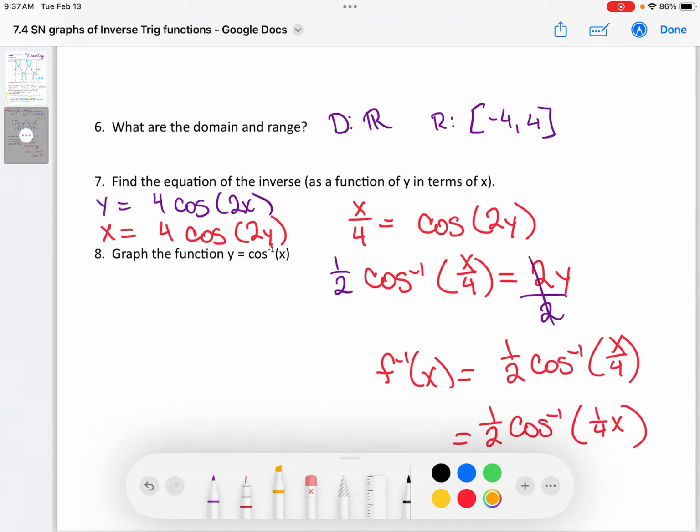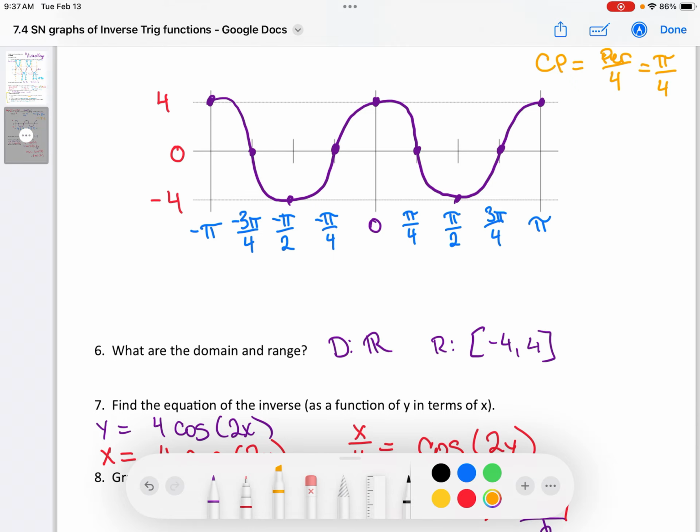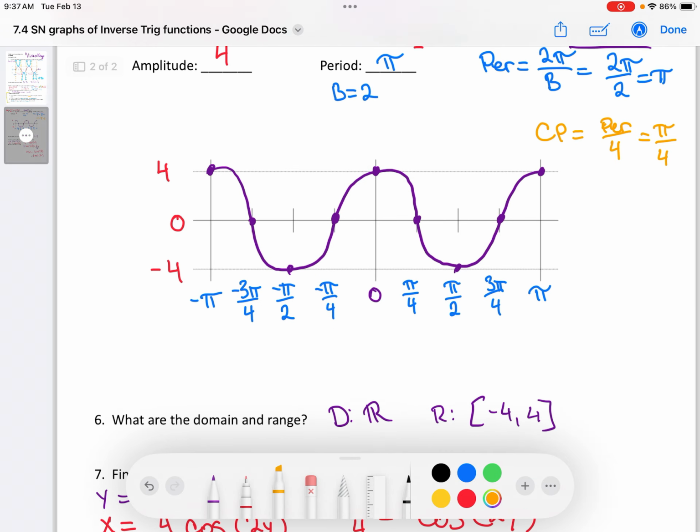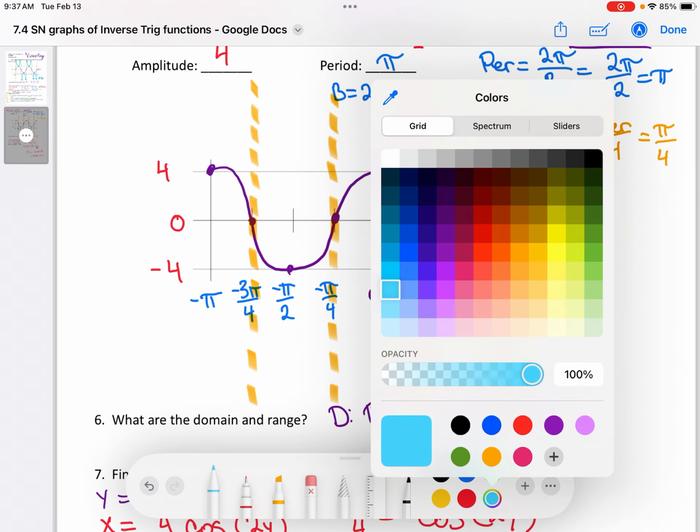Okay. Now, what we want to do here is graph the inverse of the function we had. So, same process applies. Every place there is an intercept, x-intercept, becomes a vertical asymptote. So, at negative 3 pi over 4, we have a vertical asymptote. At negative pi over 4, we have a vertical asymptote. At positive pi over 4, we have a vertical asymptote. At positive 3 pi over 4, we have a vertical asymptote.